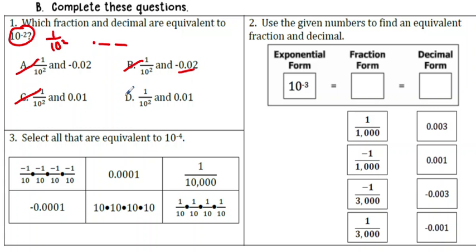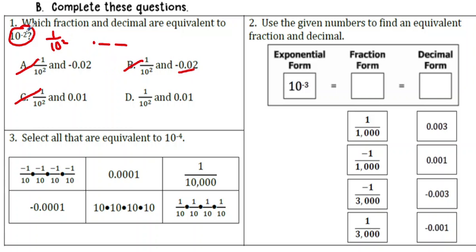All right, okay, so that means D is your answer. Let's talk about why it is. Remember, the first thing you do when you have a negative exponent is you use the reciprocal, or you flip it. So instead of 10 to the negative second power, you have 1 over 10, and the second becomes positive.